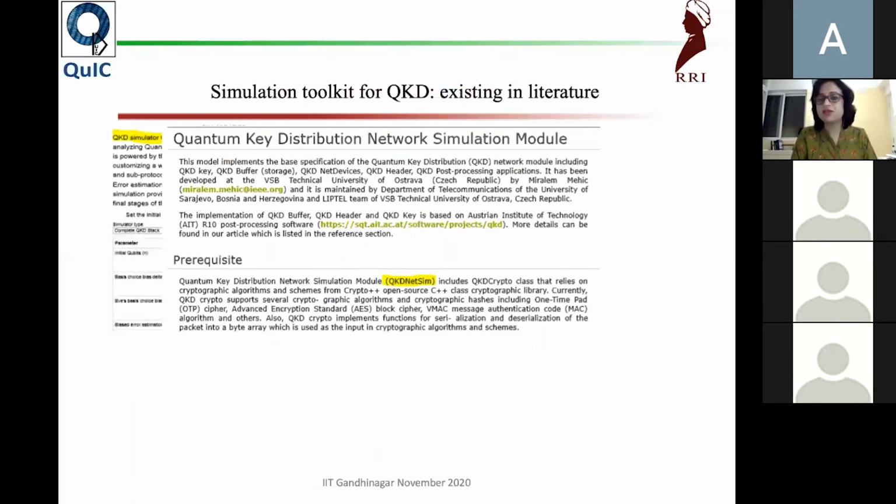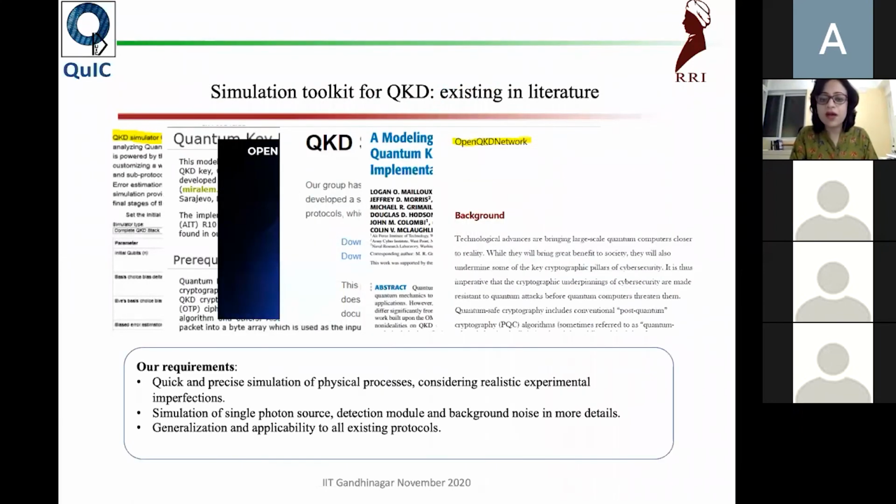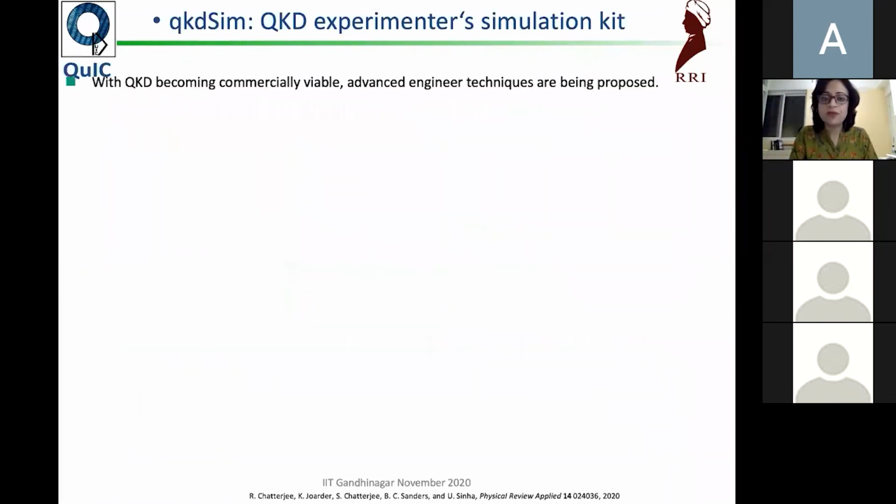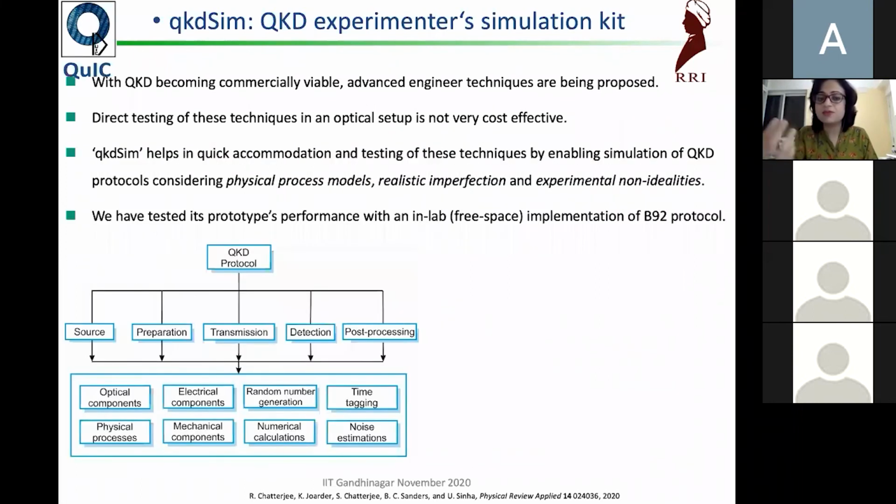So there are different toolkits available, but none of them seems to worry about these requirements that we are worried about: quick and precise simulation of physical processes considering realistic experimental imperfections, simulation of these processes as they are, source, detection, background noise, generalization and applicability to all existing protocols. So this is what we are working on. And this is important, as I said, because it is becoming commercially viable. You don't want to set it up and then realize you want to buy more stuff. That is where this is also going to help you in correct utilization of resources.